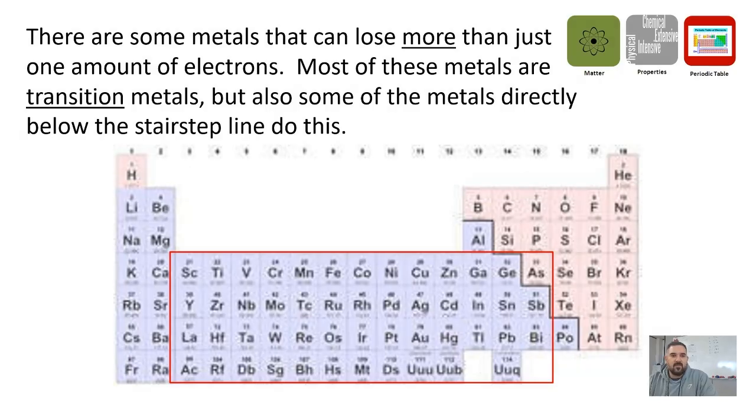So next up we have our transition metals. So as you all know, these are going to be our transition metals. And then even though these metals down here, they fall under the non-metal section, these are also considered metalloids.